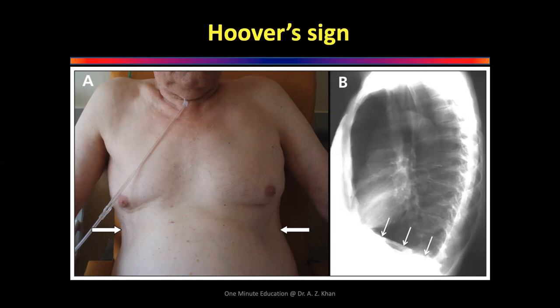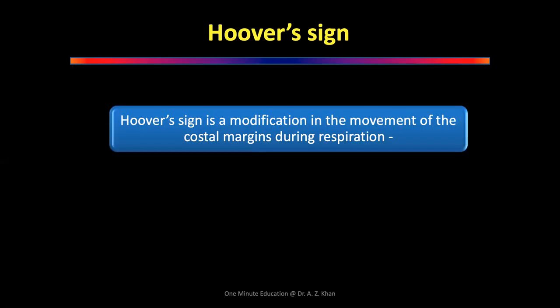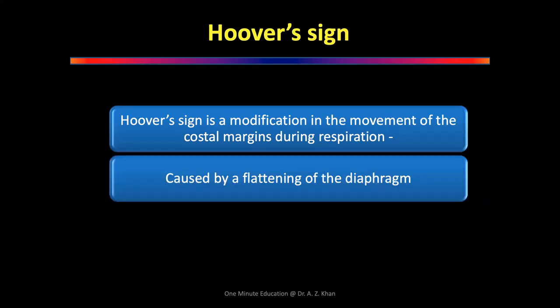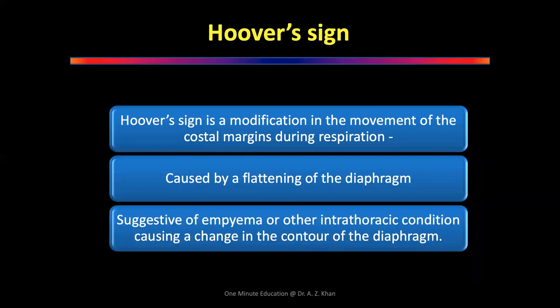Okay, this is called the Hoover sign, okay? Hoover sign is a modification in the movement of the costal margin during respiration. It's caused by flattening of the diaphragm. And usually it suggests an empyema or other intrathoracic conditions which have caused a change in the contour of the diaphragm. So whenever you get flattening of a diaphragm, the respiratory movement at the costal margin becomes inward, okay, it changes. And that is what's called a Hoover sign. It's a clinical sign that you use when you examine a patient to tell you what's happening in the pleural space.